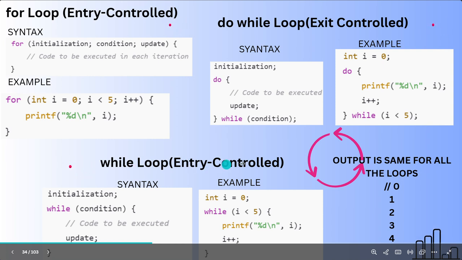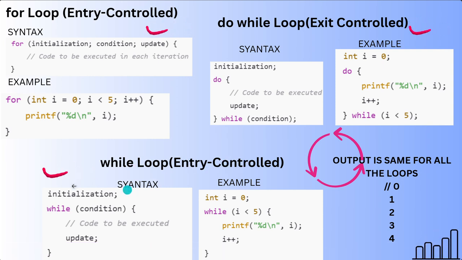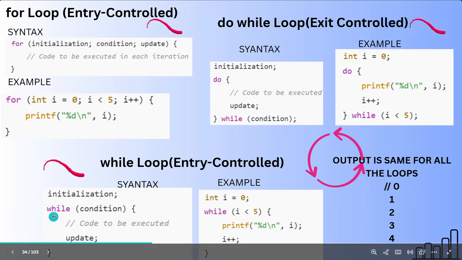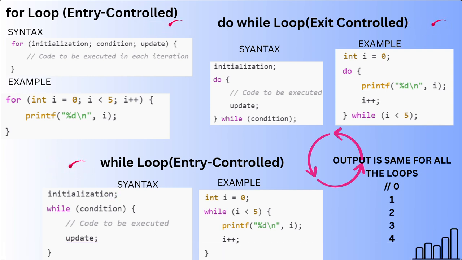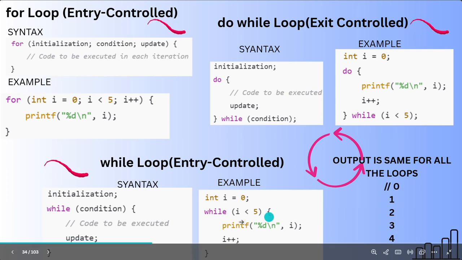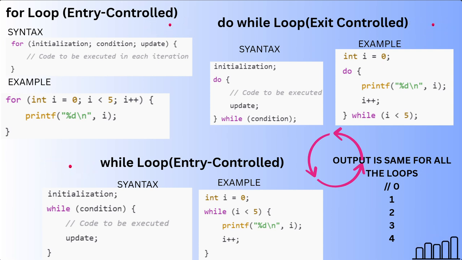Next we have the while loop, which is also an entry control loop. The syntax of the while loop is: the initialization condition comes first, then while, within brackets the test condition, then the block of while loop code to be executed, and finally, at the end, the updation condition, which goes to the next iteration. Example: int i = 0, i < 5, then printf("%d\n", i), i++. So this is the entry control loop of while. It is basically the same thing as the for loop; the placement of each of the conditions is different. Again it runs from 0 to less than 5, and 0, 1, 2, 3, 4 is printed as well.